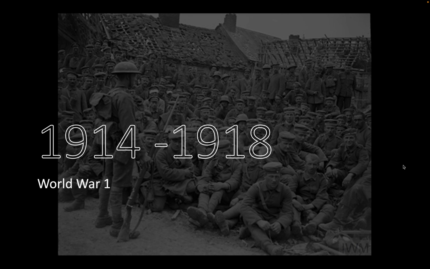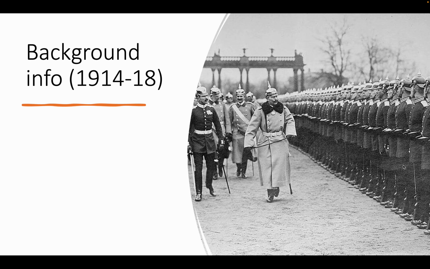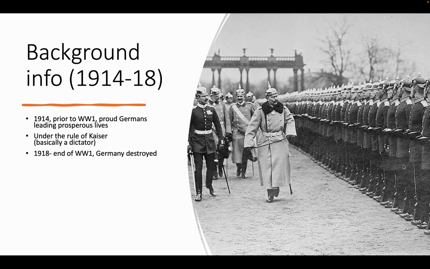So part 1, 1914 to 18 on World War I. Some background info. In 1914, prior to World War I, the Germans were leading very prosperous lives. They were proud of themselves, and they were under the rule of the Kaiser, which is kind of like a king, sort of like a dictator. All right. So 1918 was the end of World War I, and Germany was completely destroyed. The people of Germany were surviving on scraps, they had a destroyed army, and there was a flu epidemic killing thousands of people.